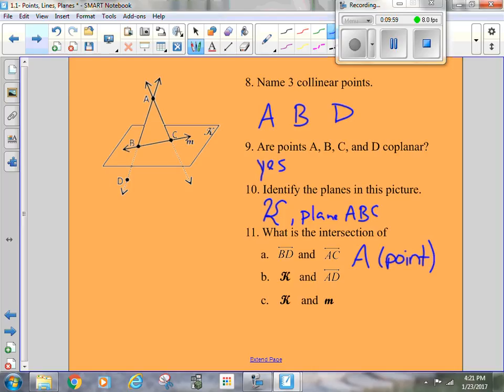And then the intersection of plane K and line AD. So plane K and line AD is a point, and that's B because you can kind of see. It's hard to tell, but line AD is actually going through the plane, so it's dotted there since it's going through. So it's B, and it's a point.